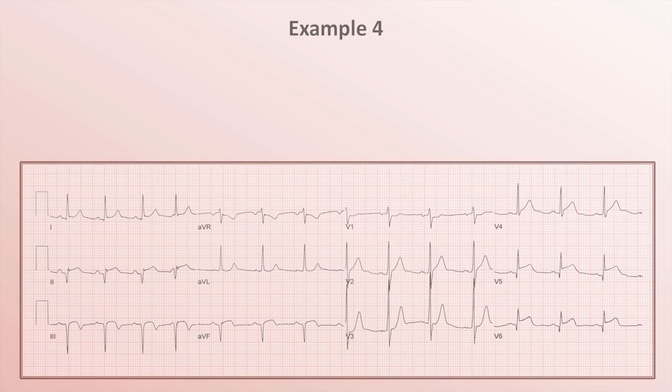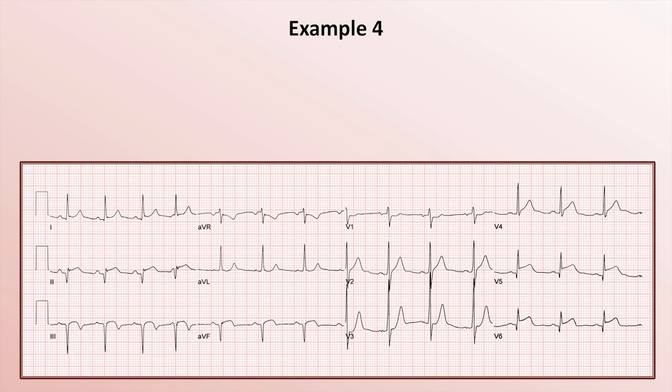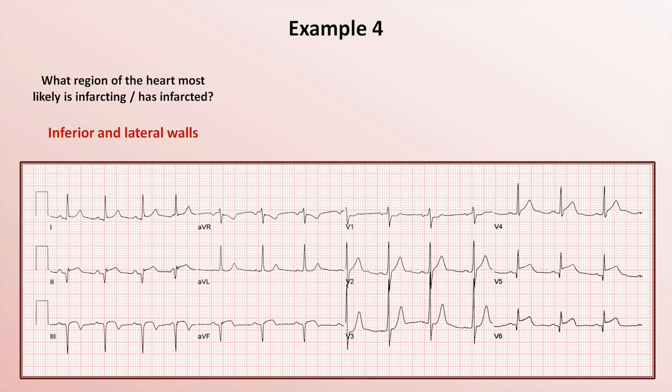Here's the last example. If we inspect every lead, we see ST elevations in 2, 3, and AVF, as well as in V5 and V6. So therefore, both the inferior and lateral walls are involved. Unlike in prior examples in which the inferior wall was affected and we are unable to localize the occlusion to a single vascular territory, the combination of inferior with lateral involvement makes it highly probable that this patient has a circumflex occlusion occurring in a left dominant circulation, since neither a right dominant circulation nor an RCA obstruction would be expected to cause this particular pattern.